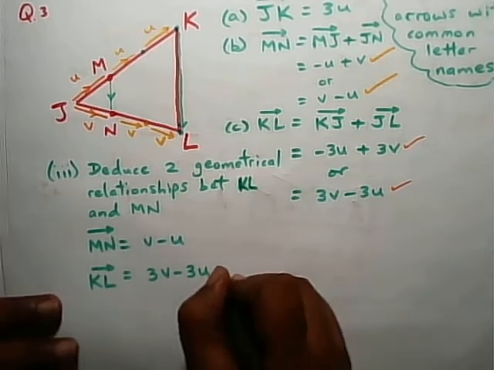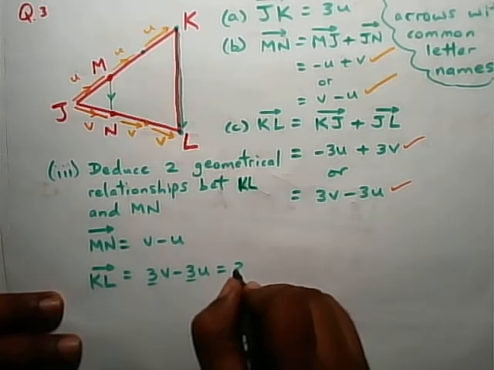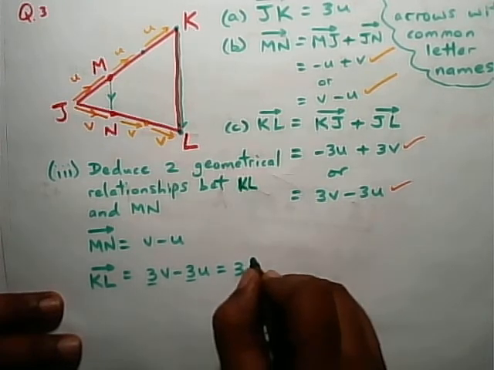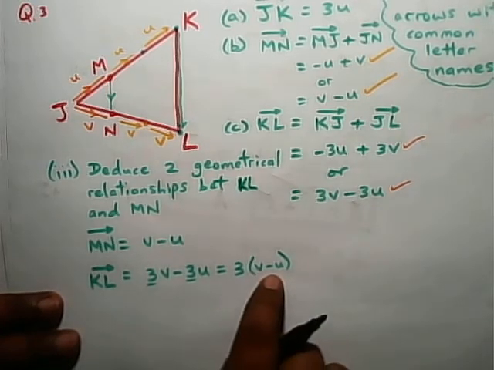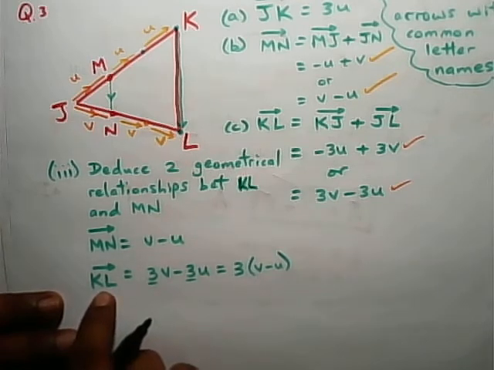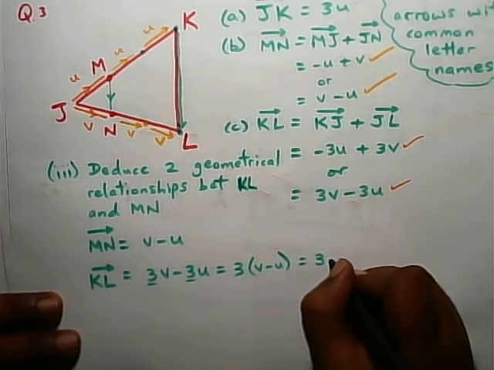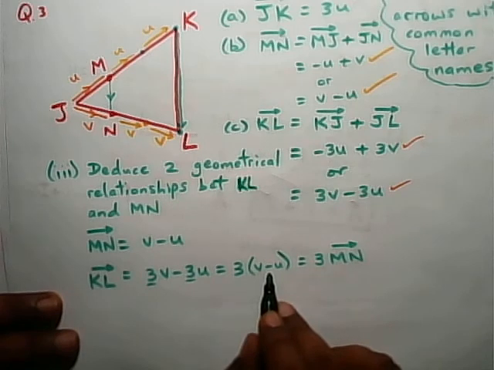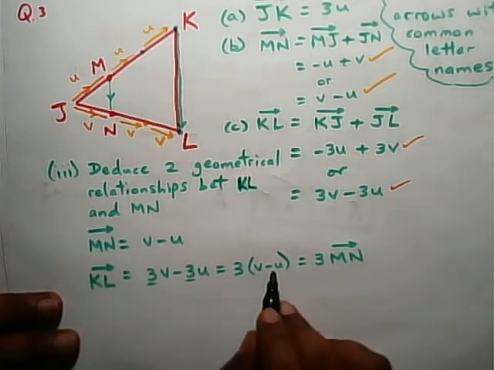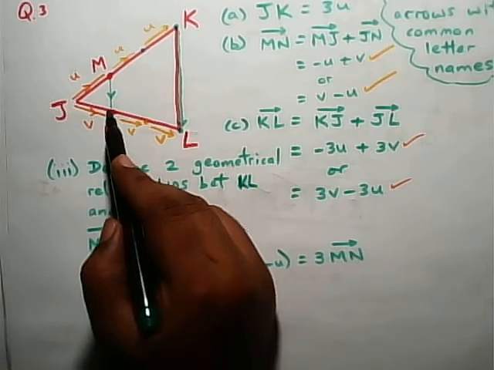Well, let's just play around with it and factorize this 3. If they have 3 common to both terms, you put it outside and the v minus u will go in brackets. That v minus u is the same thing here. That means KL is equal to 3 MNs. MN is a v minus u. So this v minus u is an MN arrow. So what you've shown there is that KL is equal to 3 of these MN arrows.